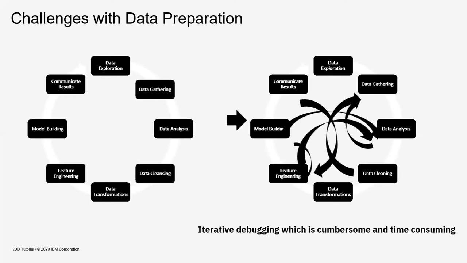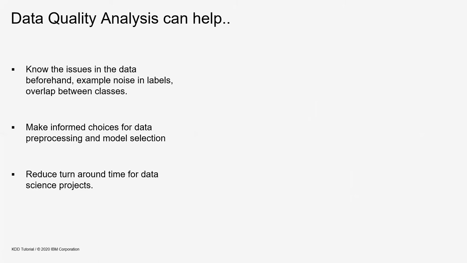And that's precisely what made us think, and which I think drives the point towards the need for data quality measurements for machine learning or a data science lifecycle. So, if we could do data quality analysis at the start of the process, so hey, here's the data, let me run this through a data quality analysis, it would help in the following ways. One, you could know the issues in the data beforehand, and may make more informed choices for data pre-processing and model selection.